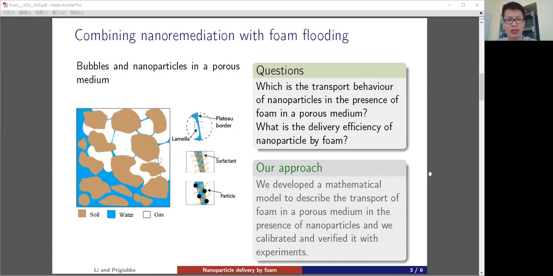So two main questions in our research are: what is the transport behavior of nanoparticles in the presence of foam in porous media, and what is the delivery efficiency of nanoparticles by foam? To answer these questions, we developed a model and also verified it with the experimental results.